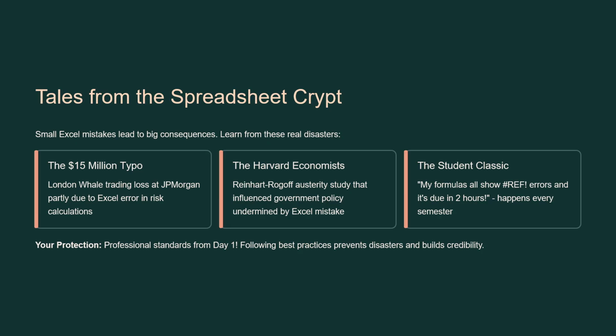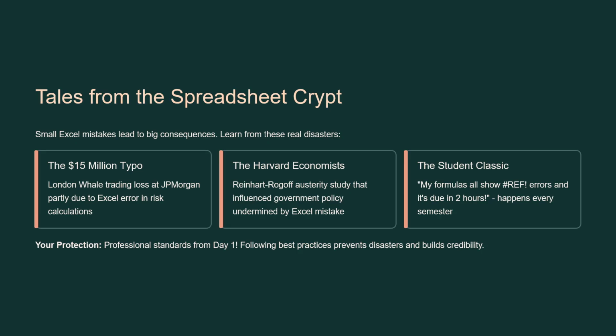Even tiny Excel errors can have massive real-world consequences, from lost millions to flawed government policy. So the $15 million typo, JP Morgan's London Whale, is one of the most infamous trading disasters in history. A small Excel error in a risk model contributed to billions in trading losses. A single formula copied incorrectly overstated risk exposure and skewed decision-making. Takeaway here is even a simple spreadsheet can sink a global bank if it's not checked carefully.